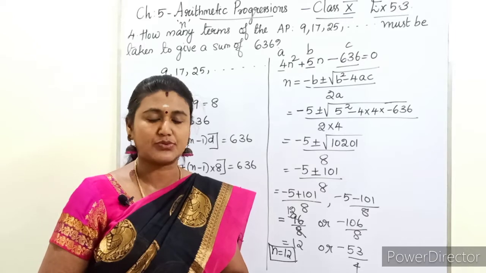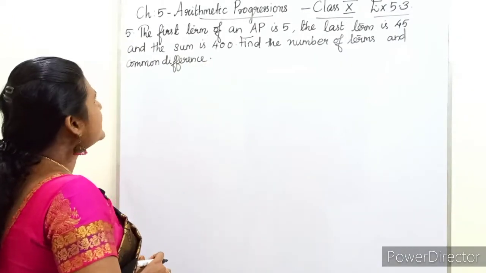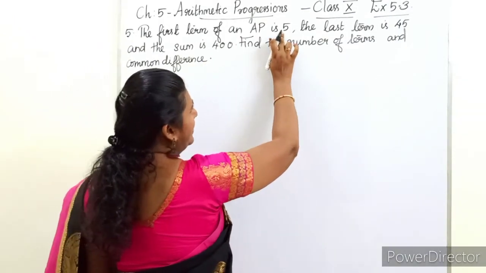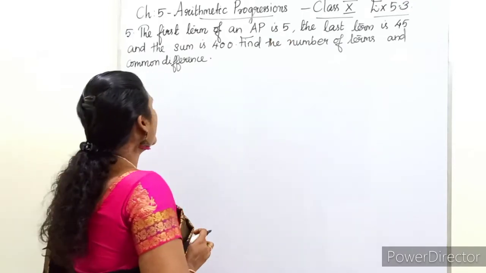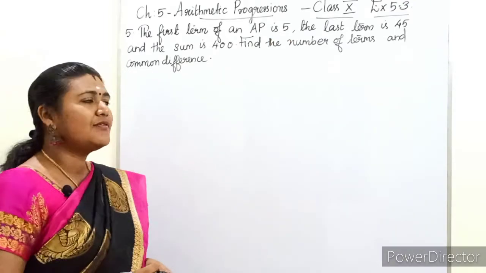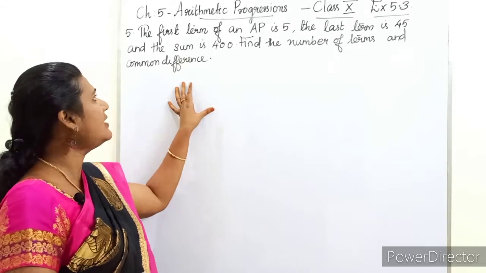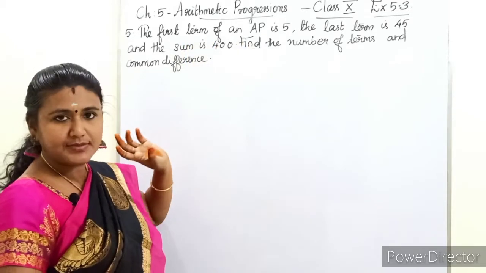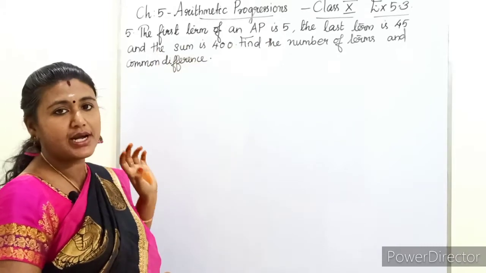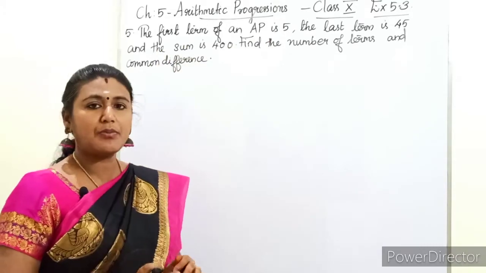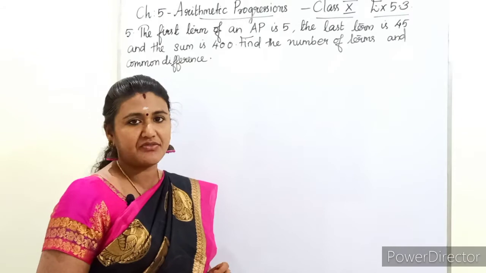Now we will see the next question. The first term of an AP is 5, the last term is 45 and the sum is 400. Find the number of terms and common difference. So in this question, the first term and the last term are given, and the sum is also given, 400. We have to find the number of terms n and common difference d.